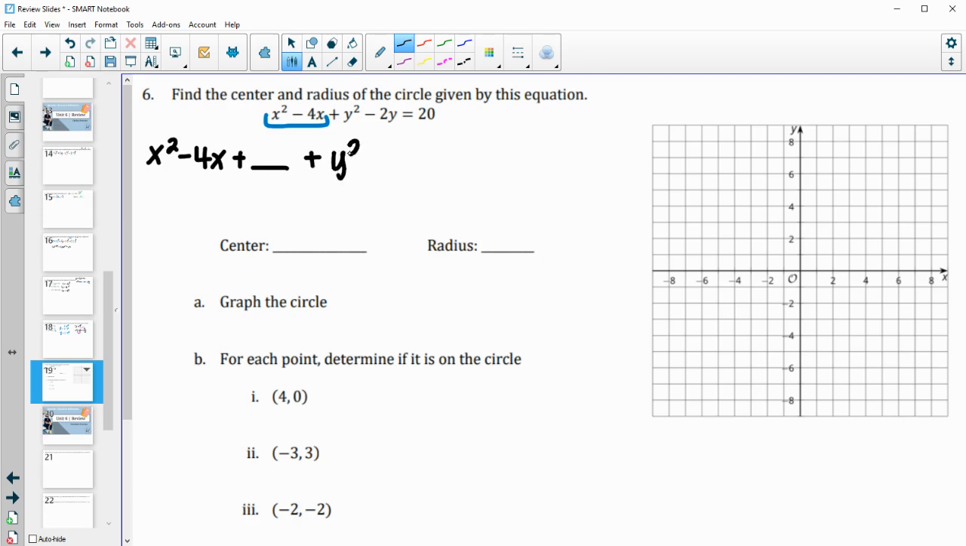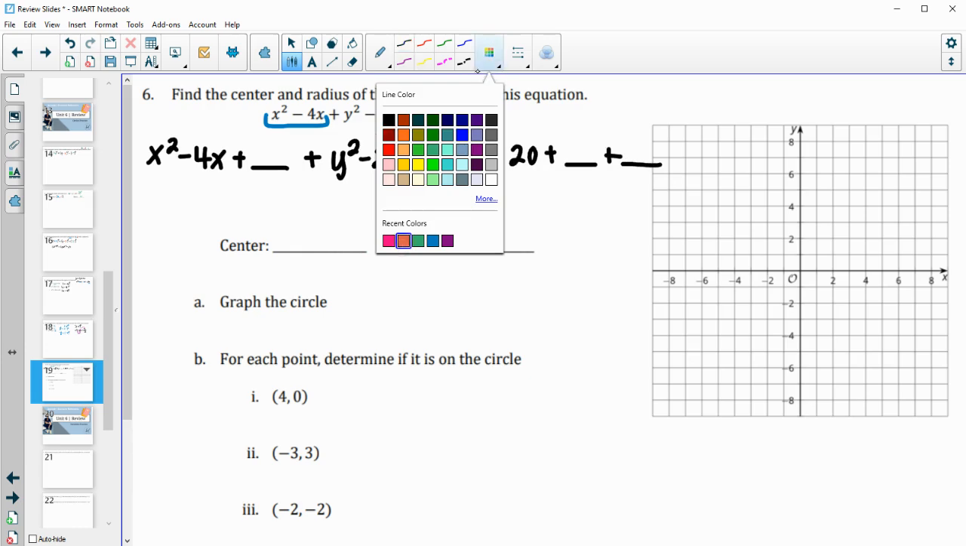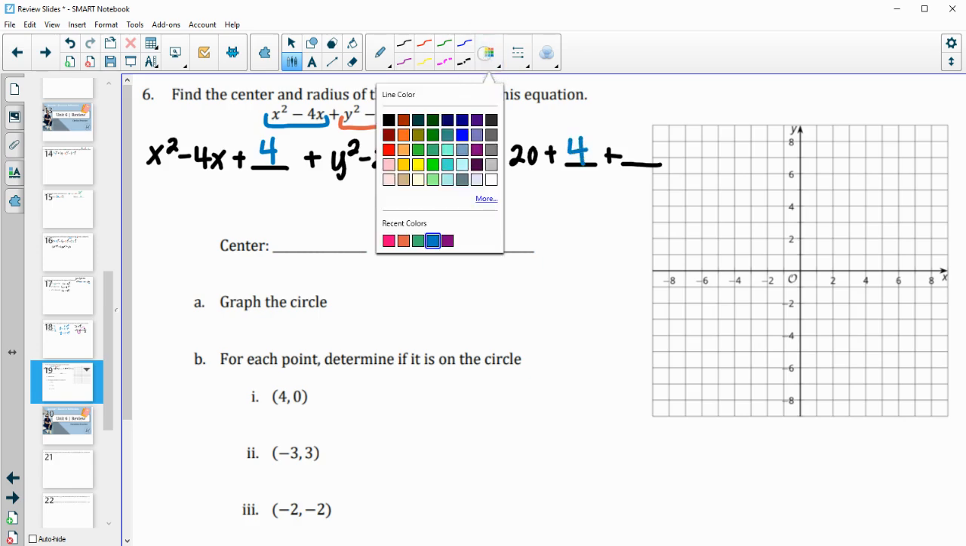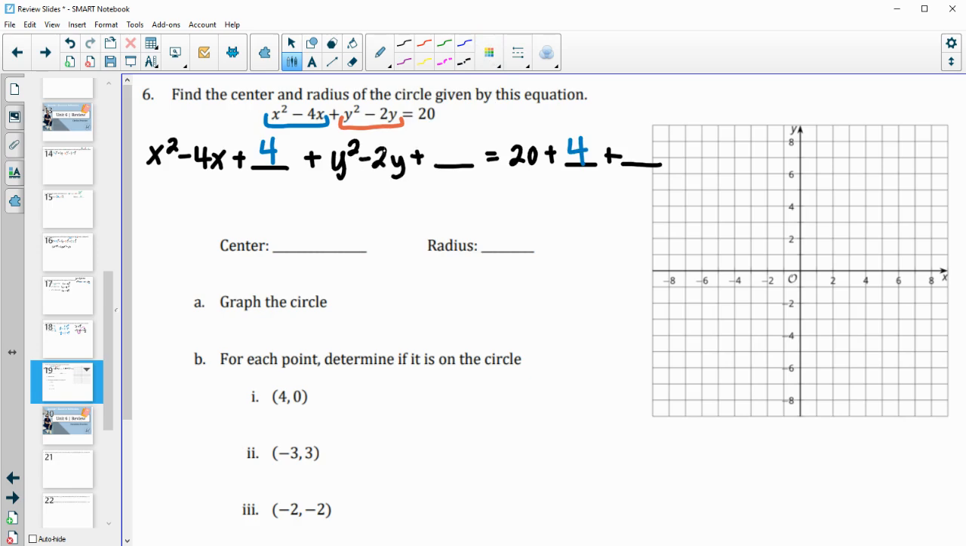And then same for the y part. What number did we add to make that a perfect square binomial? And then we're going to have to do that to both sides to keep our equation balanced. And so again, you just did this on the last problem. But the number that went here was -4 divided by 2, which is -2 squared, which is 4. Now, when you add it to this side, you have to add it to this side as well. Then same for the y. So -2 divided by 2 was -1, squared was +1.